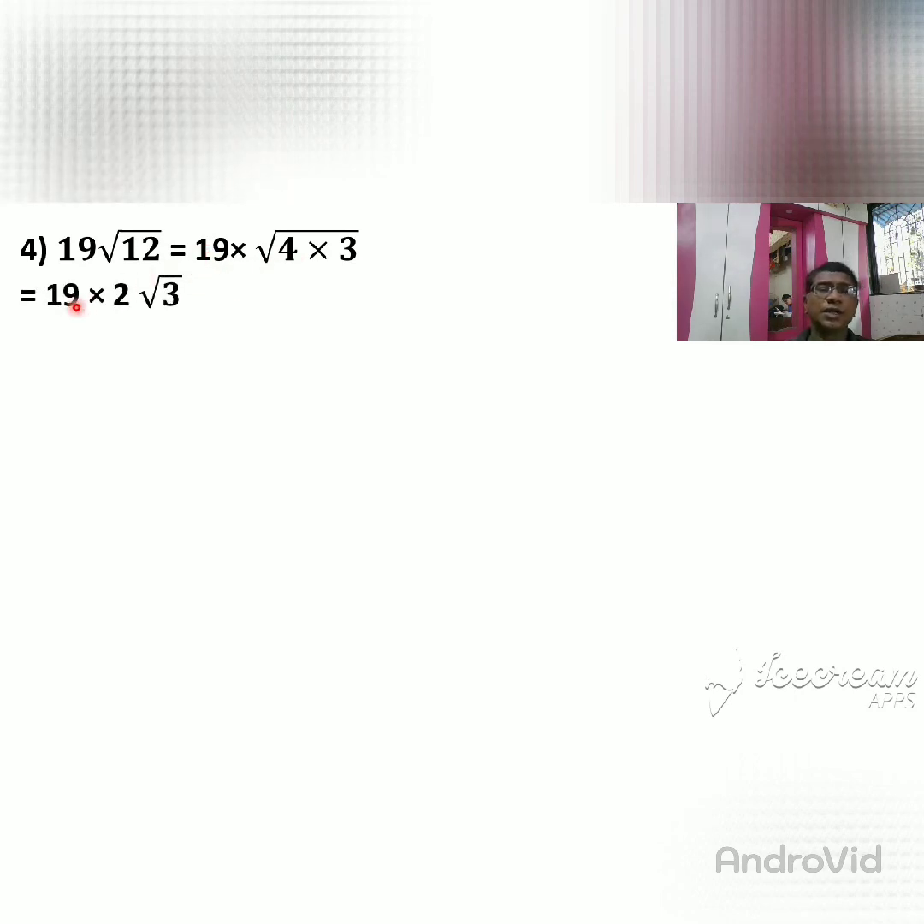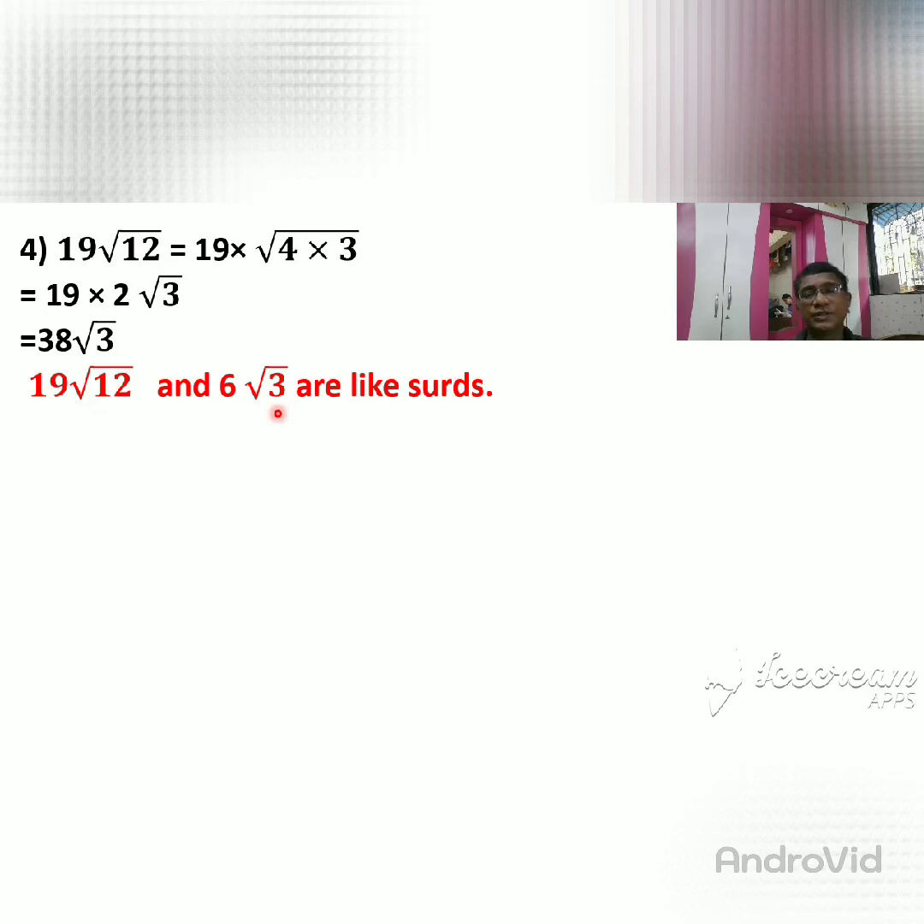So see, 19 carries as it is. The square root of 4 is 2, so here 2 is written. And radicand 3 remains as it is. Okay, 19 twos are 38, so 38 root 3. And that is given as a pair with 6 root 3. So the coefficient 19 times the square root of 12, when factorized, gives 38 root 3. So here in the radicand is 3 and in 6 root 3 also. Here is radicand 3, so the radicands are the same.